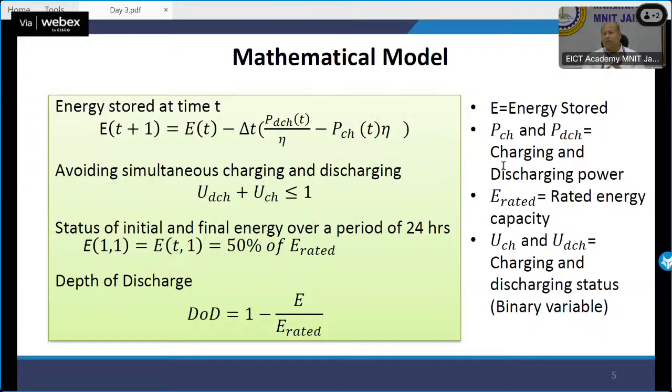So when you formulate the equation, the energy stored at time t. What is happening? It is 24 hours, and the charging and discharging takes place continuously. You do not know at what time it charges and at what time it discharges. So you need to give a command instantaneously. You say do this or that. So you need to design it.